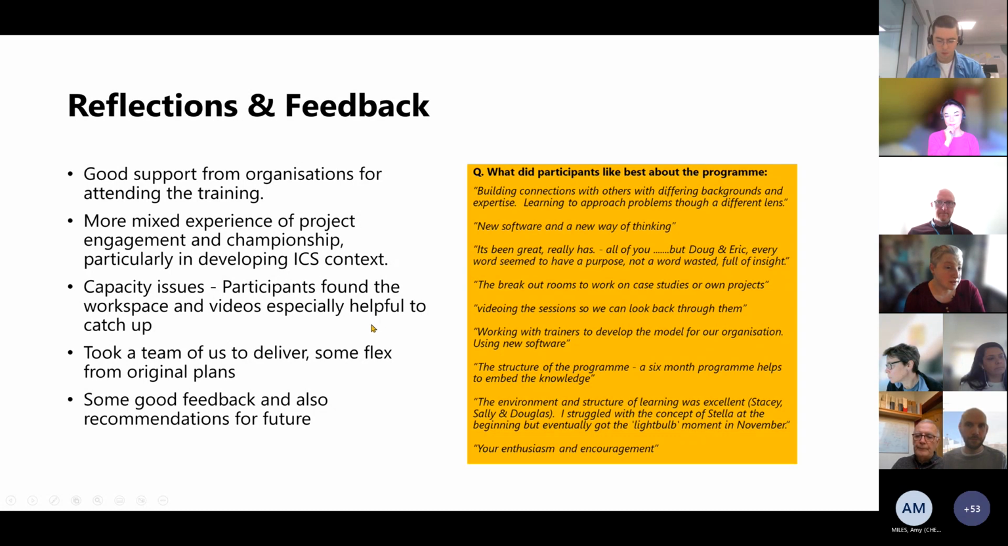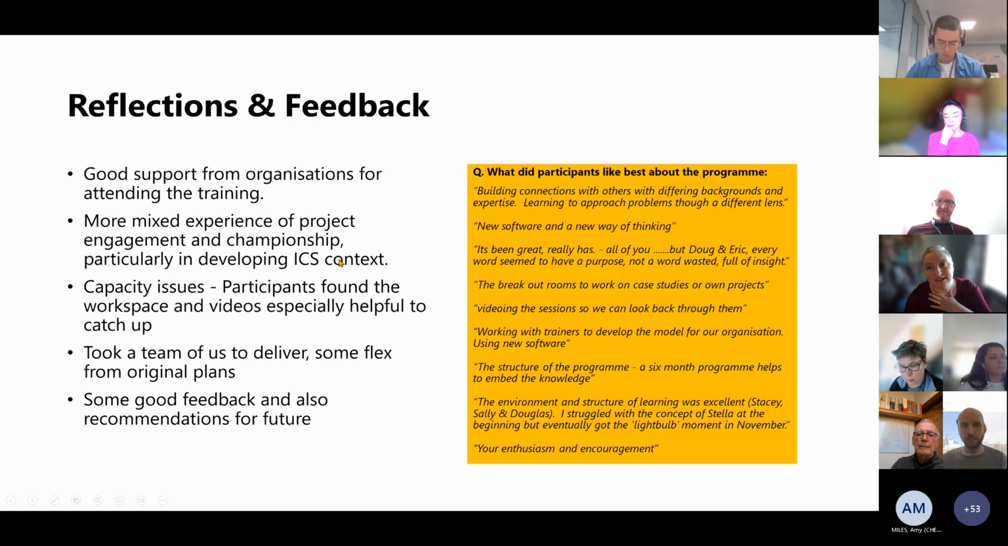There were capacity issues, so even though we'd asked for people to have time to work on the projects outside of the course, that didn't necessarily happen. Where participants had to miss sessions, they did use the workspace quite a lot to look at the videos and found them helpful to catch up.